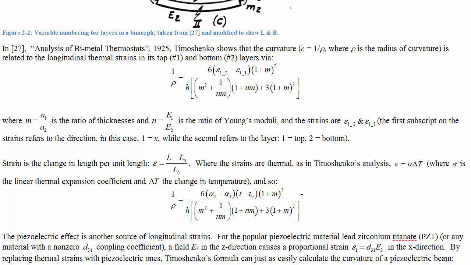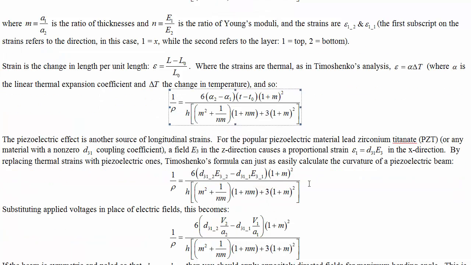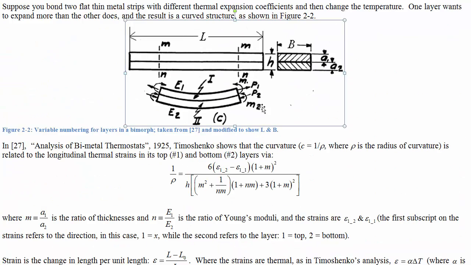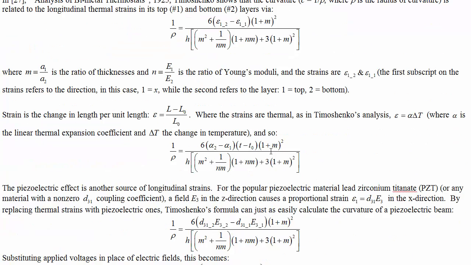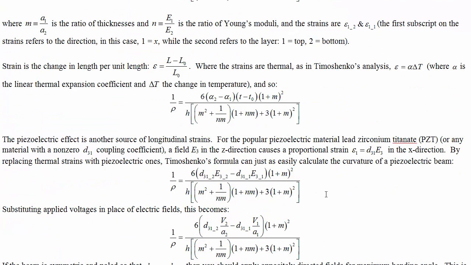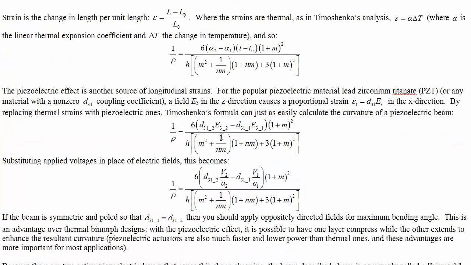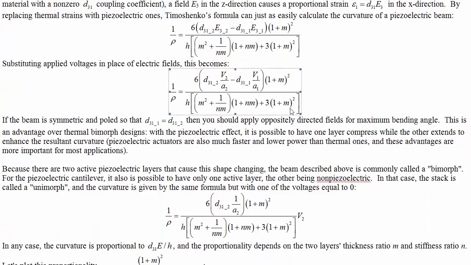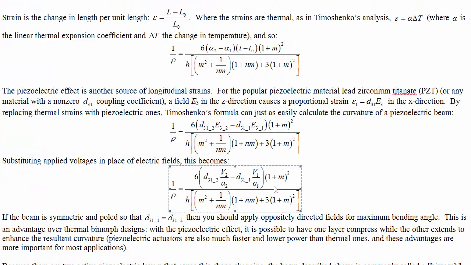So if we substitute in the temperature difference with small t's here, T minus T0, and the thermal expansion coefficients, we can simplify this as follows. And it's not specific to thermal expansion, even though that's the way that Timoshenko analyzed it. You can also use piezoelectricity to get the same kind of strains. Now we'd have coupling coefficients times electric fields. Or if you substitute in electric fields for the voltage divided by the thickness of each layer, then you can write the curvature in terms of just voltages.